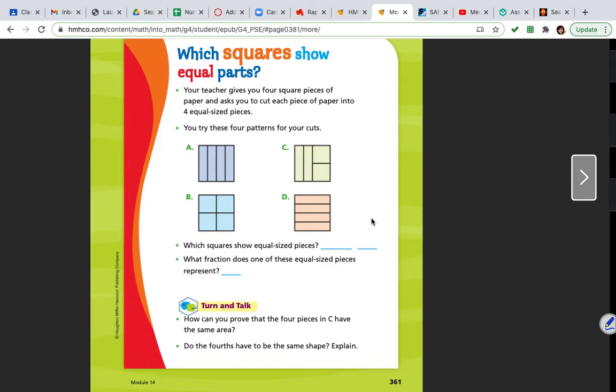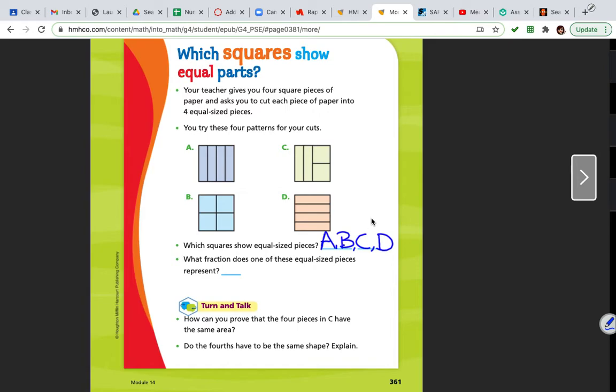So A definitely, B and D definitely. But let's look at C. So we've got 2 rows, which we know are equal, that takes up half, and then the 2 squares, so it's like a combination of A and B. So C looks like they're all 4 equal. If one square would be the same amount as each column, they would be the same, and D is the same. So which squares show equal sized pieces? It's actually A, B, C, and D. All 4 of them show equal sized pieces.